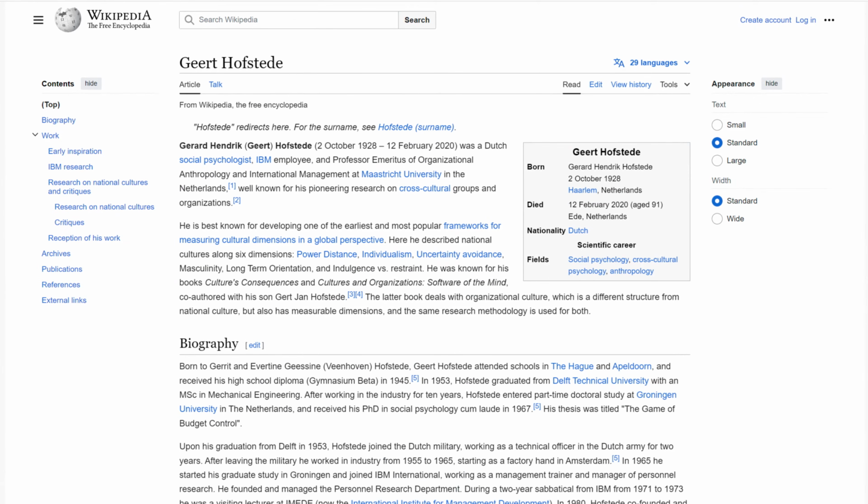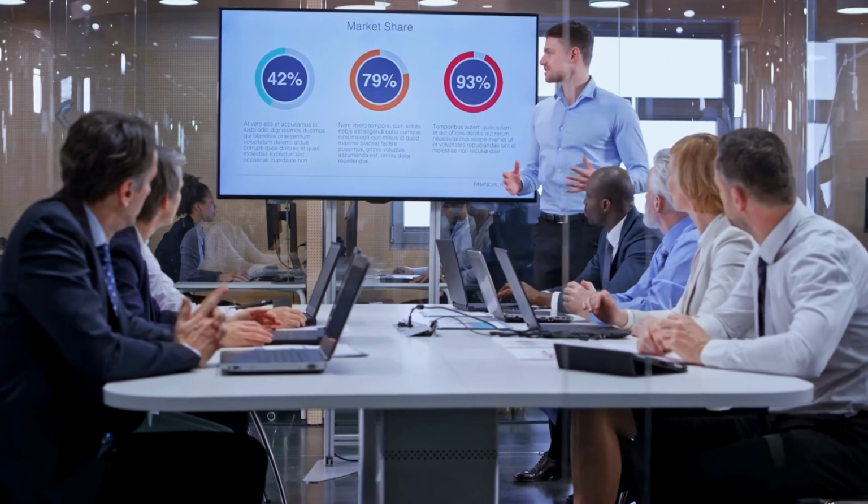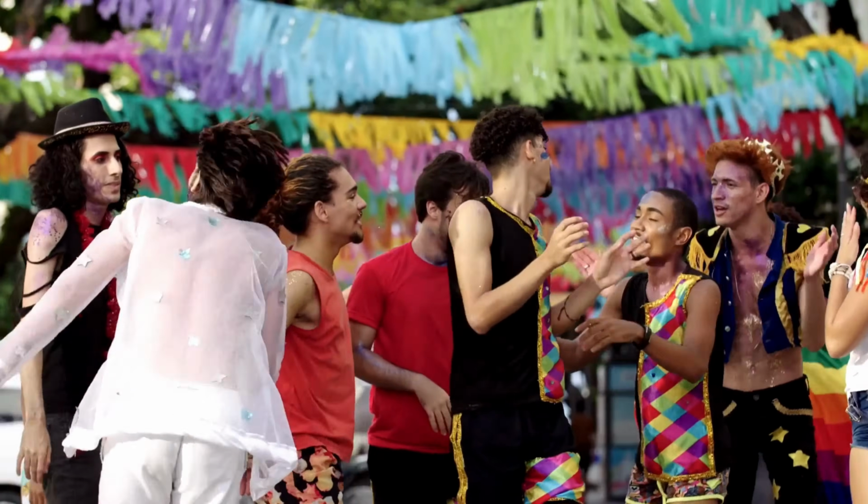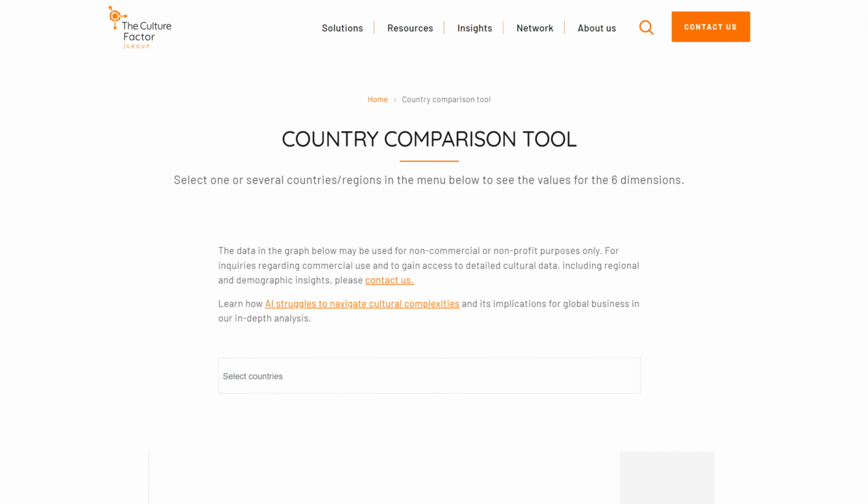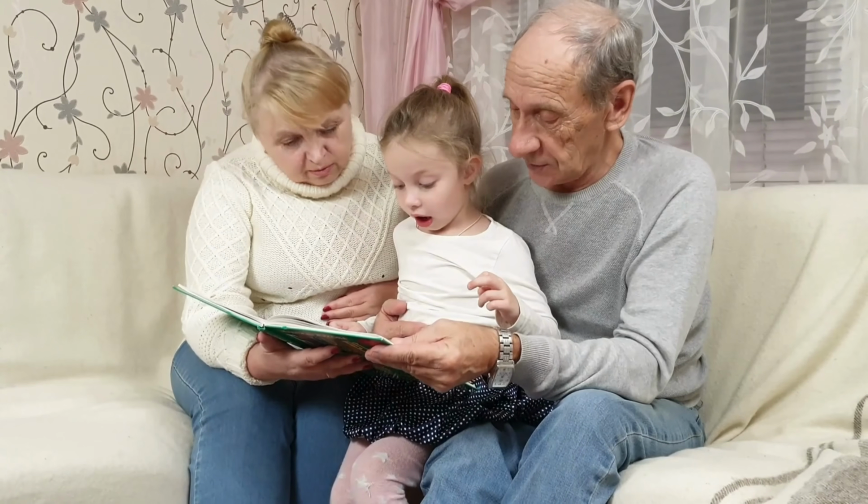I'll be comparing those 3 countries by using a tool developed by a Dutch social psychologist, Hofstede, who was also a former IBM employee and a professor of organizational anthropology and international management at Maastricht University in the Netherlands. He's known for his pioneering research on cross-cultural groups and organizations. The tool we are going to be using today shows the effects of a society's culture on the values of its members and how these values relate to behavior.